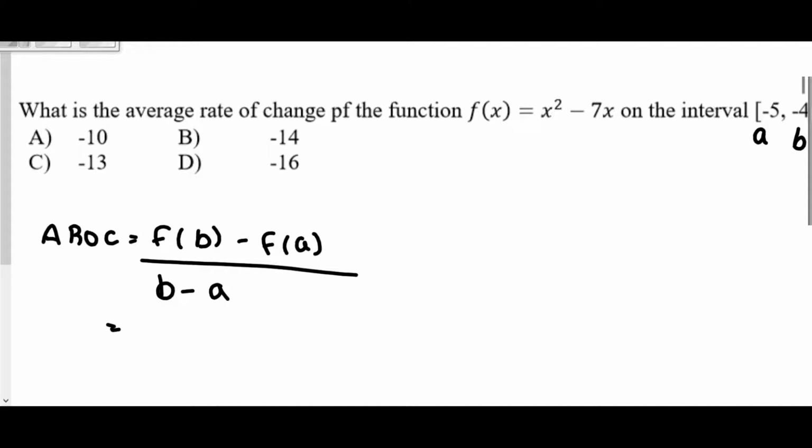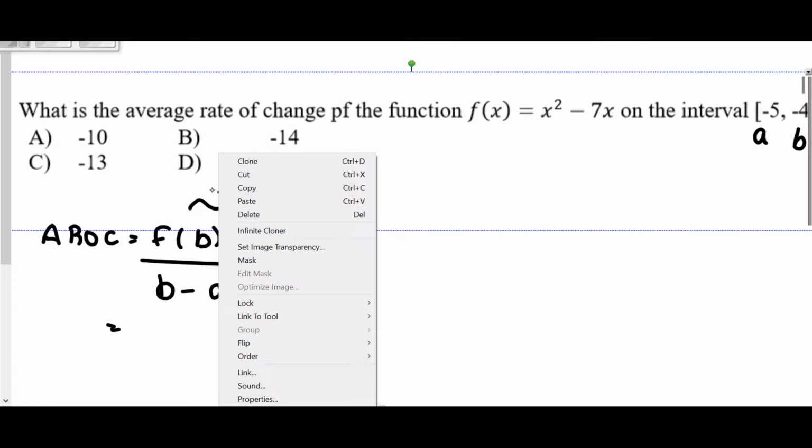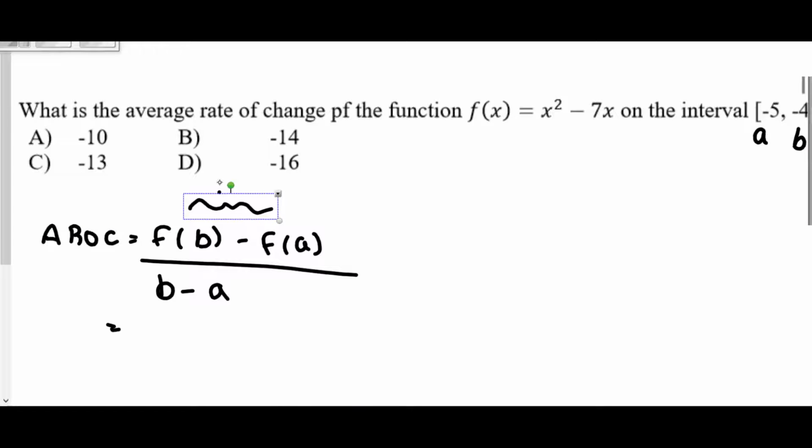Whenever you see average rate of change, you should be thinking slope. The average rate of change formula is f of b minus f of a, which is just a change in y value, over b minus a, which is just a change in x value. So it's just the slope formula, written in a different way. They're giving you some interval, and this interval is x values. So our interval is negative 5 to negative 4. Negative 5 is my a, negative 4 is my b.